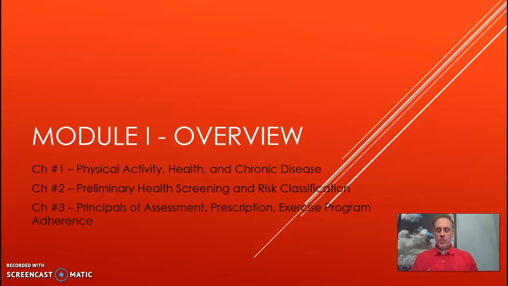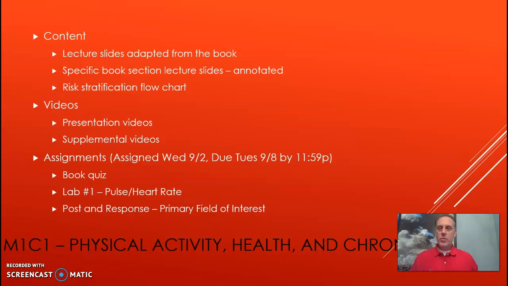Chapter 2 is preliminary health screening and risk classification. You have to be able to evaluate your people to see if they do have specific contraindications to exercise, and ways to evaluate your clients, patients, or athletes to determine what you need to do with them to take them off that margin and kind of bring them back to a healthier lifestyle. And then just some of the principles of assessment, prescription and exercise program. So this overview is just kind of outlining what each chapter will look like.